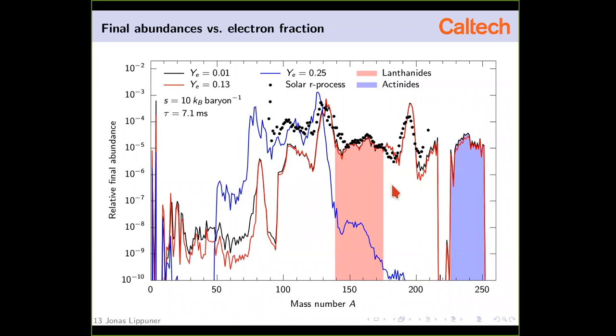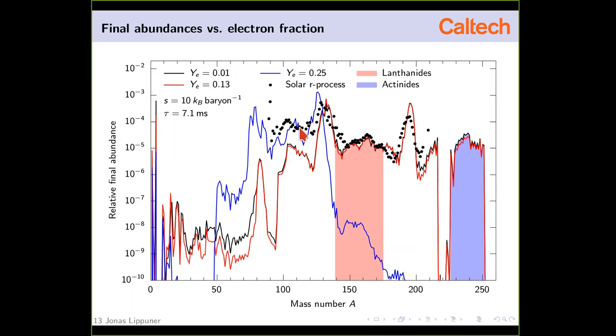But if Ye goes even higher, so less neutron rich, at 0.25, that's the blue curve, suddenly we still make the second peak, but we don't really make anything beyond the second peak here. And so we don't get lanthanides or actinides. On the other hand, we have an enhancement in the first peak, which is good because we do see a lot of abundances in the first peak. So it seems that very neutron-rich ejecta does not really produce this first peak because everything goes into the second and third peak. But if you're less neutron-rich, then you can produce this first peak here.